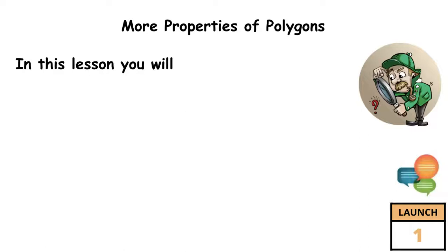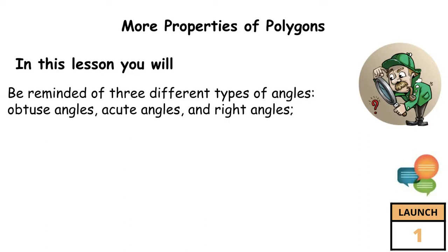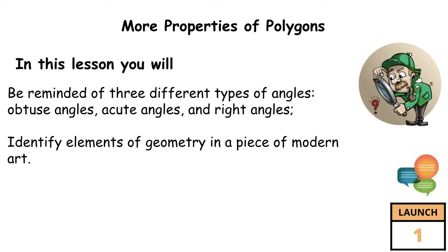In this lesson, you will be reminded of three types of angles: obtuse angles, acute angles, and right angles. You will also identify elements of geometry in a piece of modern art.